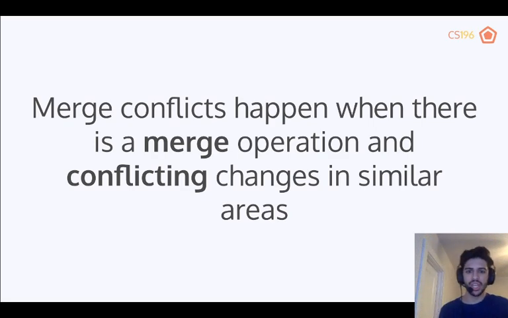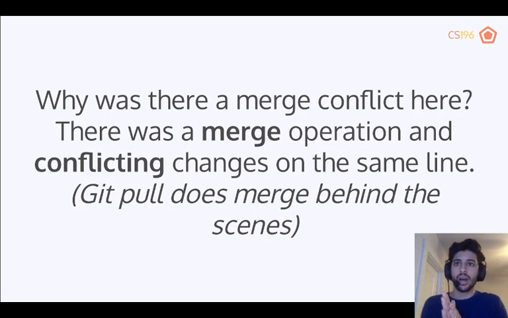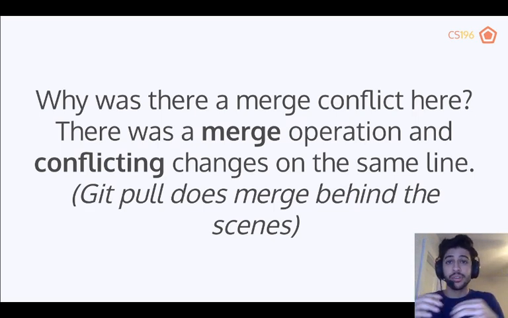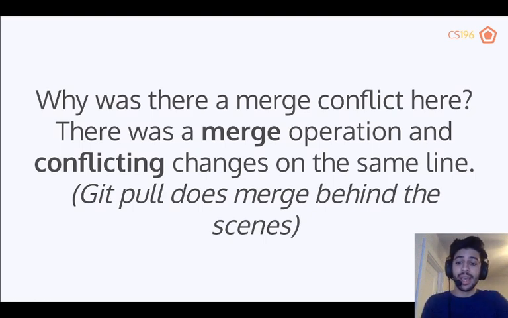So basically, a merge conflict happens when there is a merge operation and there are conflicting changes in similar areas. In this case, we had a problem with git pull because, as we said, the way git pull works is that it has a merge operation under the hood. Behind the scenes, Git is comparing your code and merging things together. So there is a merge operation happening, and there were also conflicting changes because we had a change on the same exact line, pen and pencil.